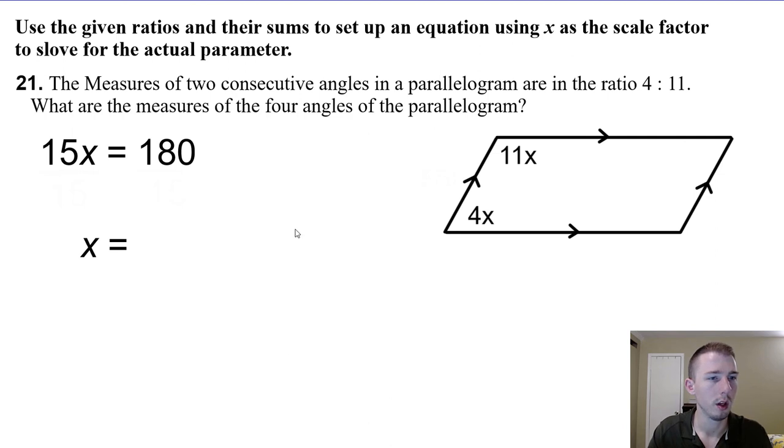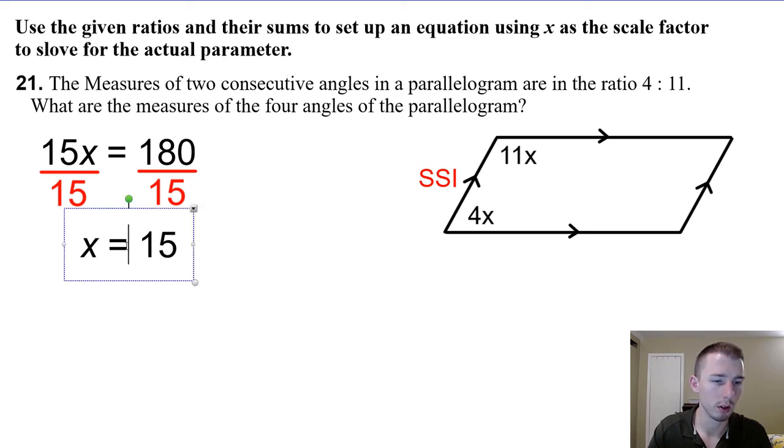Number 21. The measures of two consecutive angles in a parallelogram are in the ratio 4 to 11. What are the measures of the 4 angles of the parallelogram? We do know that these are going to be a ratio of 4 to 11, which is like 4x and 11x. Altogether there's 15x, where x is our scale factor that we were able to reduce out of our unreduced ratio. These together have to add up to 180 because they're same side interior, right? So I know the 15x is equal to 180. Divide by 15, which will leave us with x is equal to, should be 12. I think I wrote it down wrong. Yeah, I put 15. It should be 12. Okay, so x is equal to 12.